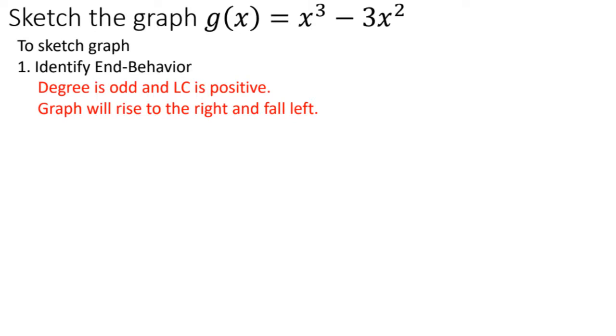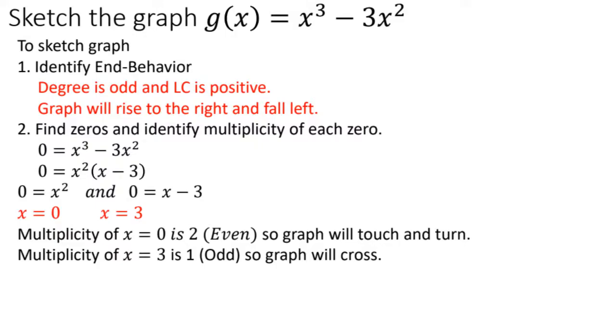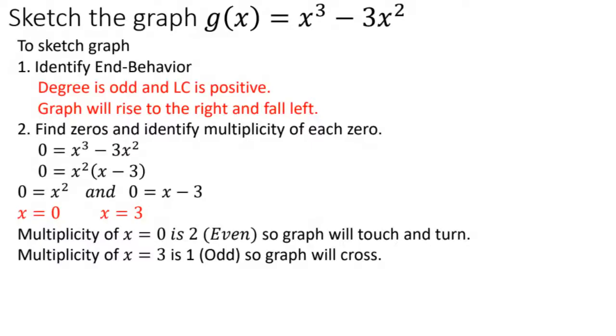So that's our left-hand behavior. Let's find the zeros. Let's find the x-intercept. So I would factor out an x squared. So our zeros are at 0 and at positive 3. But I see that we have an even multiplicity, a multiplicity of 2, for that 0, right? The square root of 0 is either 0 or 0. And then 3 is just 1, so it's an odd multiplicity.